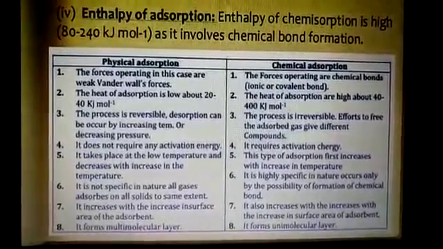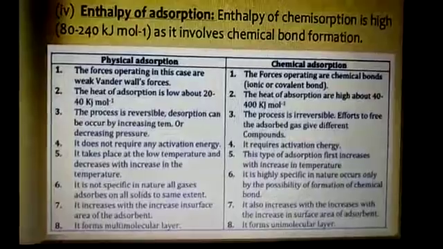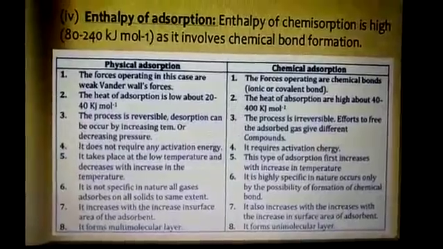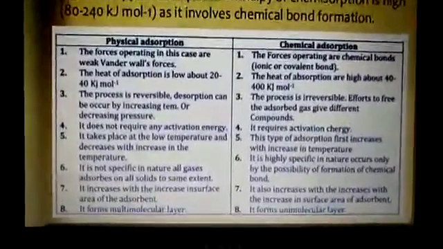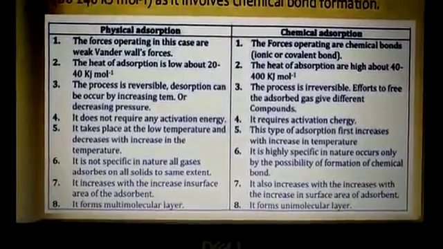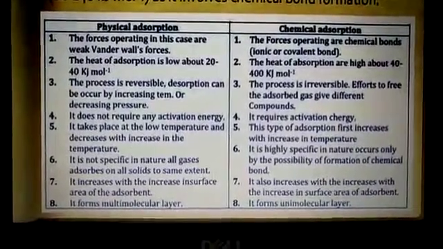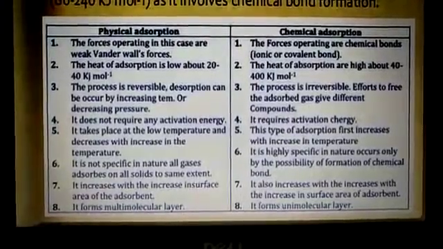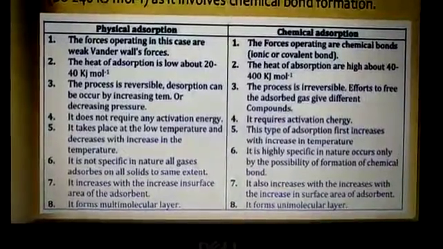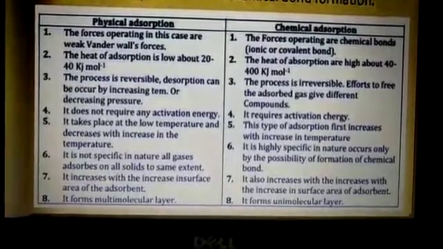In chemisorption, the process is irreversible, and efforts to free the adsorbed gas yield different compounds. Physisorption does not require any activation energy, while chemisorption requires high activation energy. Physisorption takes place at low temperature and decreases with increasing temperature, while chemisorption takes place only at high temperature. This type of adsorption first increases with increasing temperature, and then after a certain limit of temperature it starts decreasing. Physisorption is not specific for the nature of the gas, while chemisorption is highly specific.